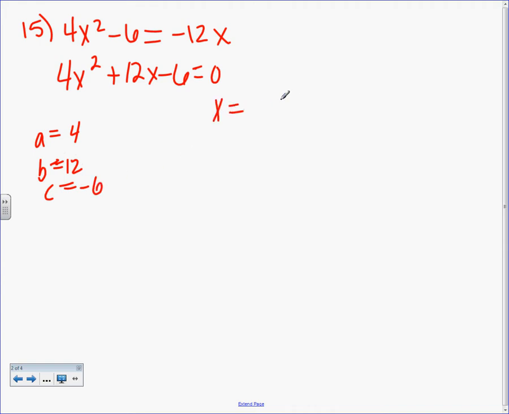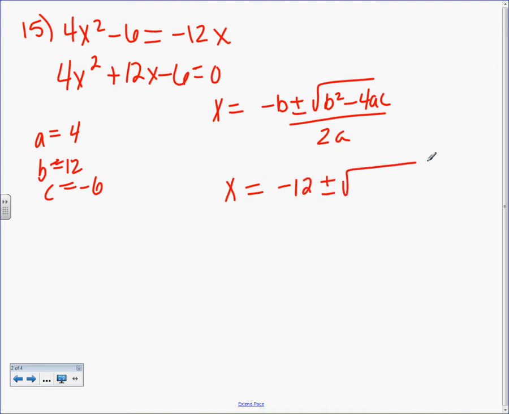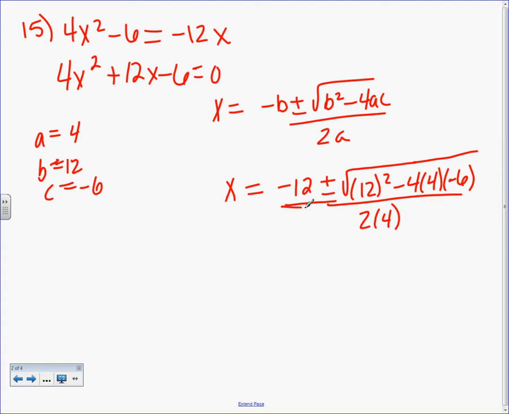So you write down your formula. x equals negative b plus or minus the square root of b squared minus 4ac, all over 2a. You're going to write it down every question until you have it memorized. If you run out of room, you've got the backsides blank, okay? So I'm going to fill in or substitute everything I know. Negative b is going to be negative 12 plus or minus the square root of b squared minus 4ac, all over 2a.